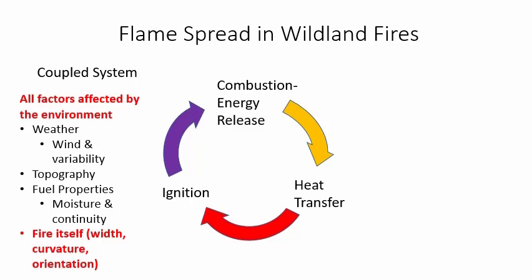And to make it even more coupled and more interconnected, the fire itself makes a difference. So you can have identical weather, topography, and fuel properties, yet the fire, when it's narrow, won't spread, but the fire, when it's wide, will spread. If it's strongly curved, if it's very, very pointed, it may not spread. If it's very wide and flat, it may spread. Plus, if it's oriented to the flank versus the head, it may not spread. All of these factors, the fire itself determines how the fire spreads. That's what a coupled system is.